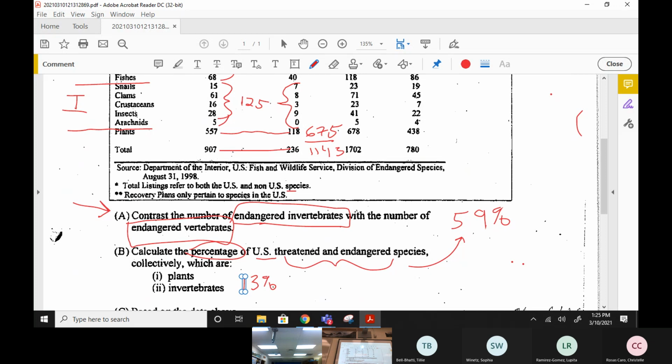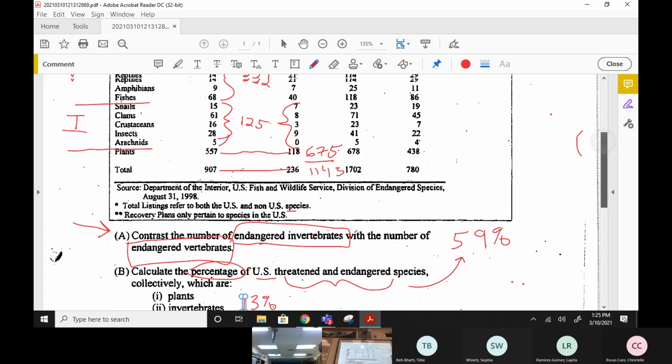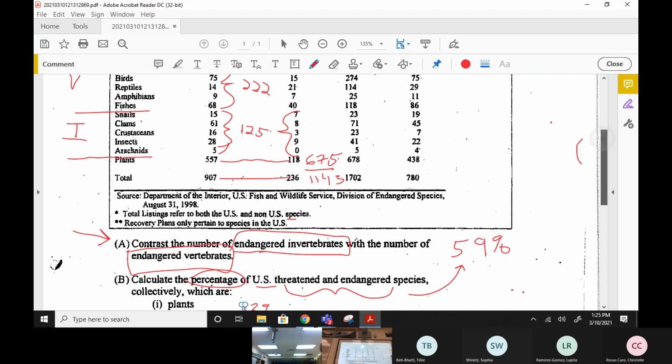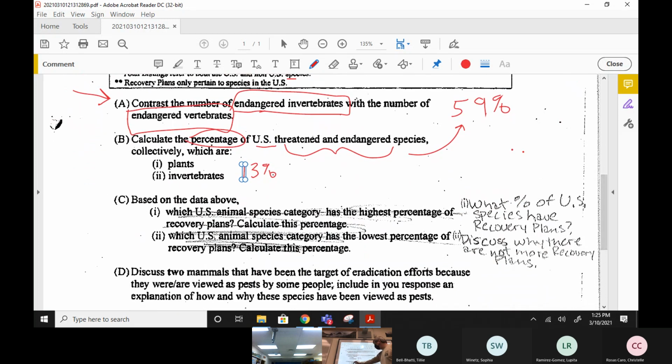Is that okay? Is that clear how I got that answer? You can see this is one of the math problems. Sometimes it's relatively straightforward percentages. Other times it could be more complicated. Okay, so we're skipping this, and instead we're doing this.